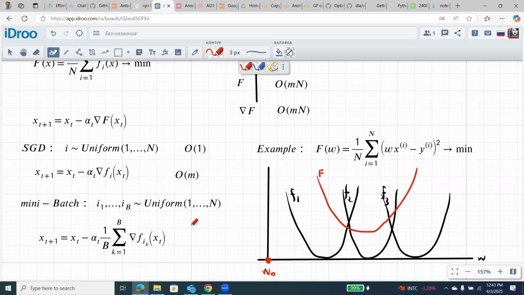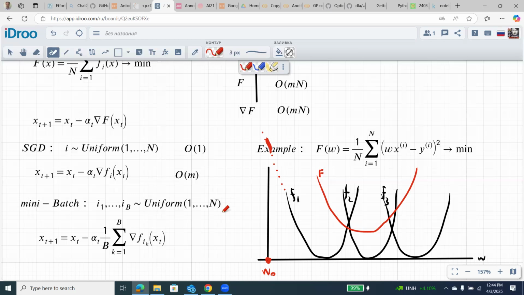Then I should choose randomly one of these functions, f1, f2, or f3, and calculate the gradient. So what will be the gradient of f1 at 0? If you continue this function, it will intersect our y-axis somewhere, and you can calculate the slope. So will it be positive or negative? Negative. What about f2? If we calculate the slope of f2, it will be negative. So for any function f_i, the slope, the gradient, will be negative, and because we use the negative gradient, we will move in the positive direction.